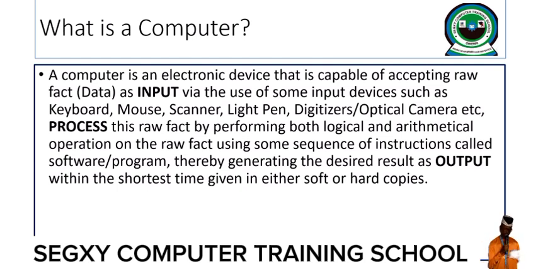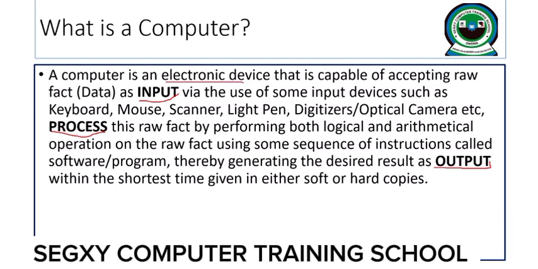What is a computer? A computer is an electronic device that is capable of accepting raw facts. We call it data as input. Take note of the word input there, okay? Via the use of some input devices such as keyboard, mouse, scanner, light pen, and so many others, and then process the raw data by performing logical and arithmetic operations on the data and then generate outputs. Okay, so the key words that we have from the definition of computer are input, process, and then output.